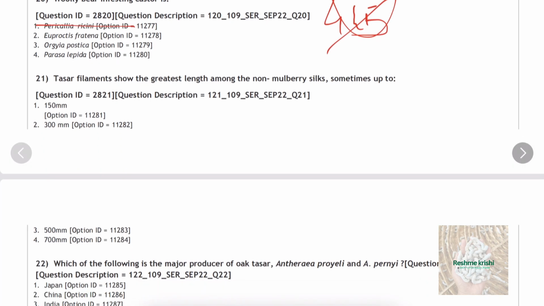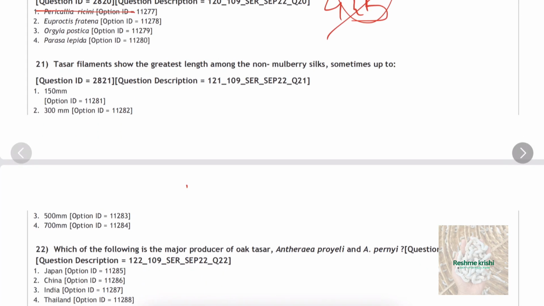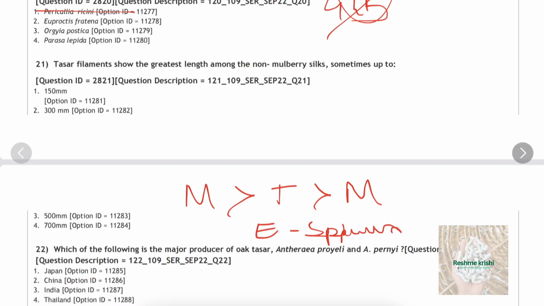Okay, tassar filament shows greater length among the non-mulberry silk. If you see the filament length, first comes the mulberry, then the tassar, then the muga. Eri is spinning. So this is the order.